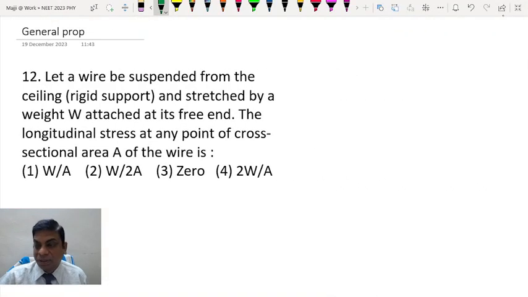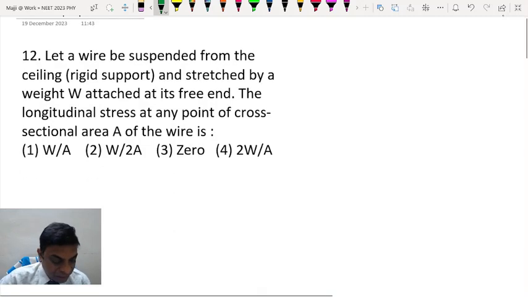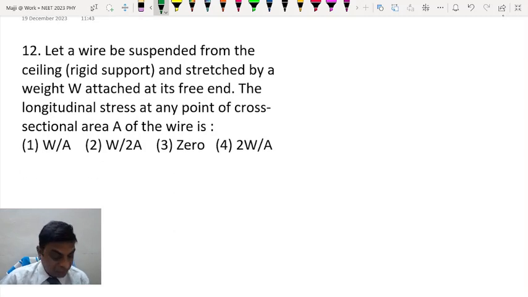Today I have come up with around 6 to 7 questions. They have been picked from thermodynamics, general properties of matter, waves and SHM, from 2023 NEET. So without wasting time, let us discuss them. So here comes the first question.